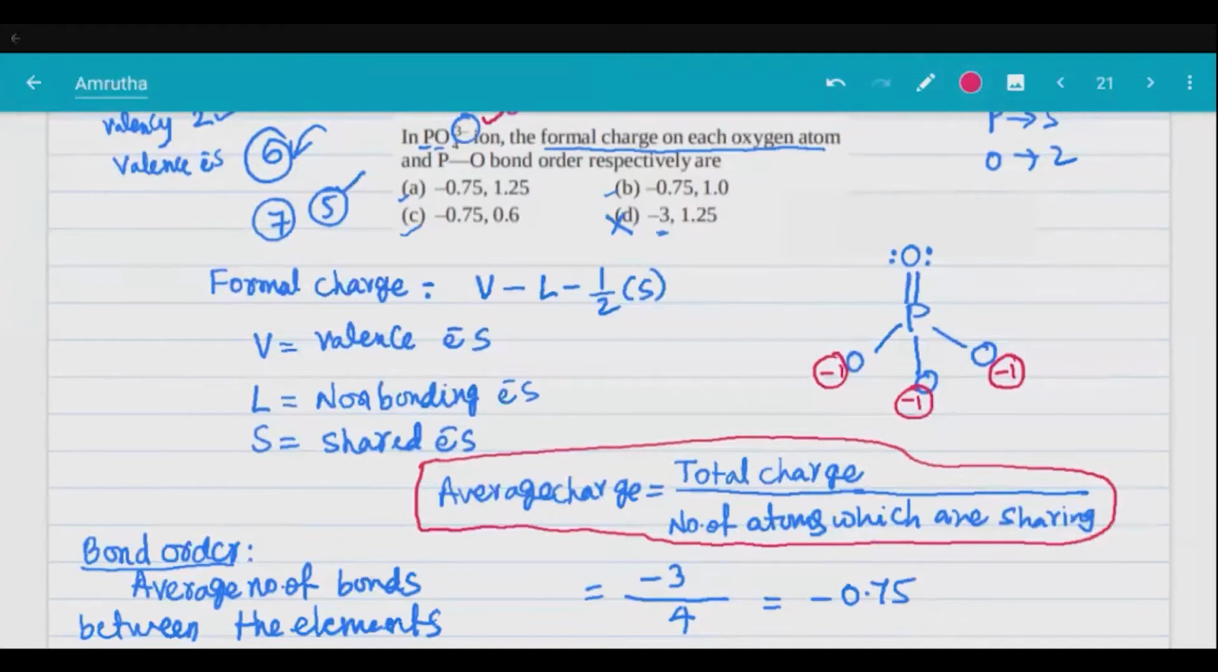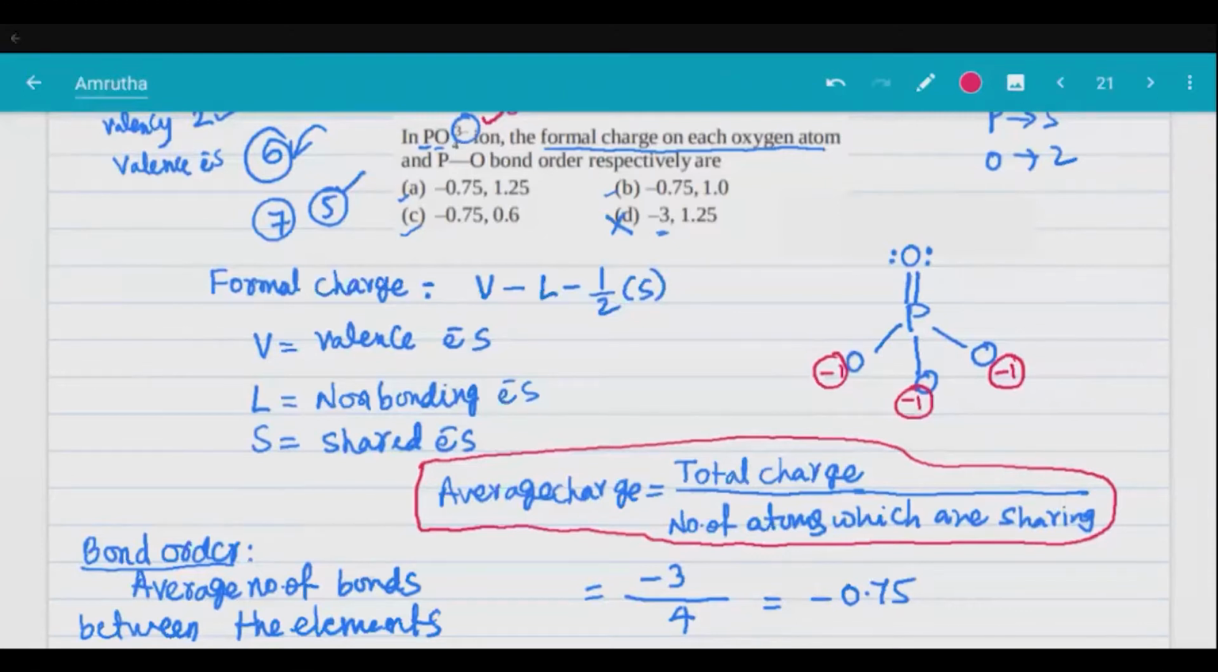So how many bonds are there? Each single line is a bond. In chemistry, a line has a meaning: a line is a bond between elements if you write it. So tell me now, how many bonds are there in total? Look at this. There are 5 bonds. How many oxygens are sharing?